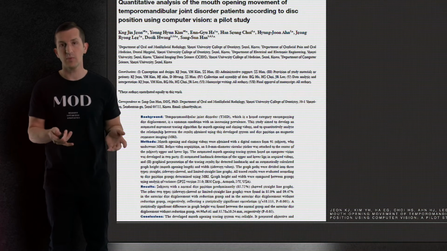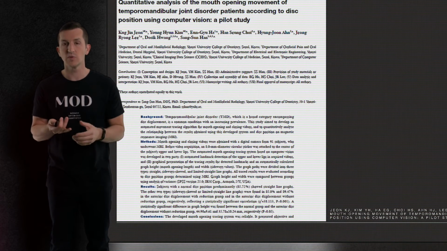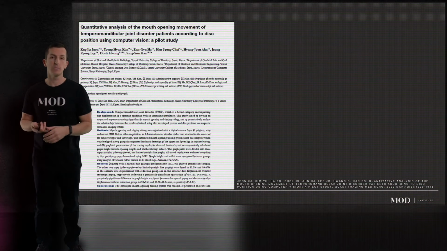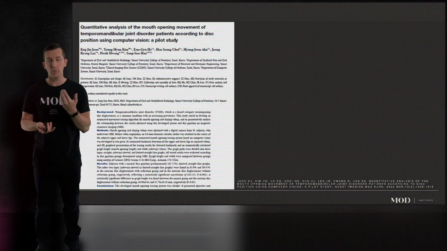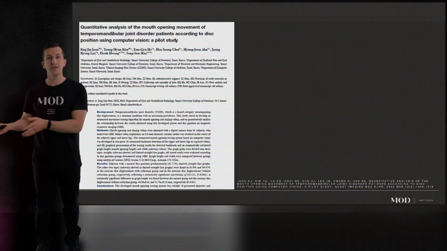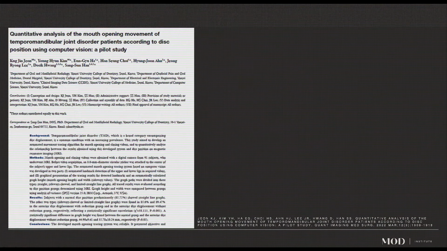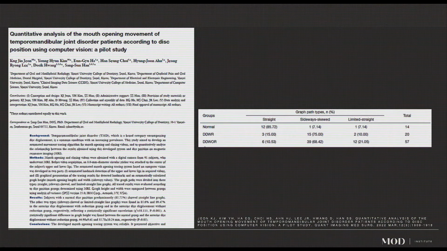And so in this paper, what they did was they used computer vision, which is a type of AI, where they're looking to see if they can diagnose the disc status for that patient based on the opening and closing. What they found was there's a high correlation between sideways skewed opening and closing and disc dysfunction, whether that's with reduction or without reduction.